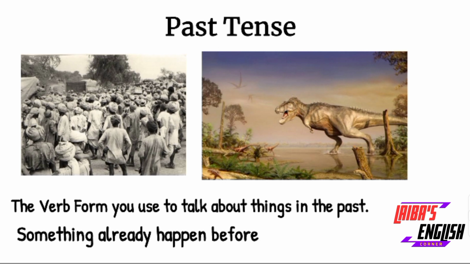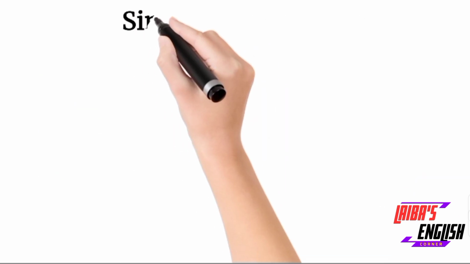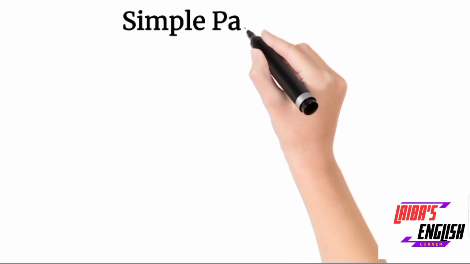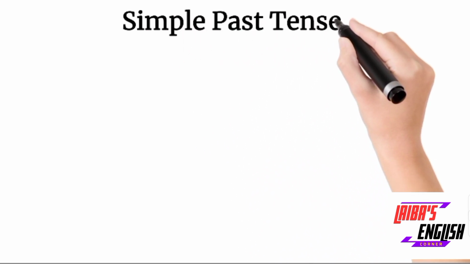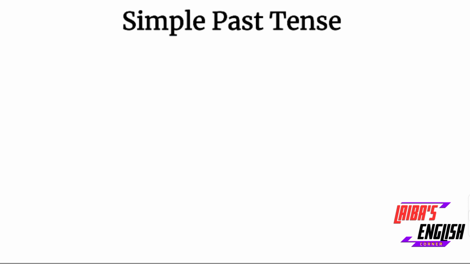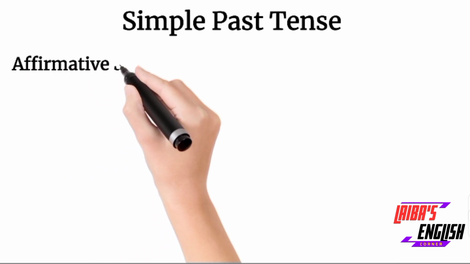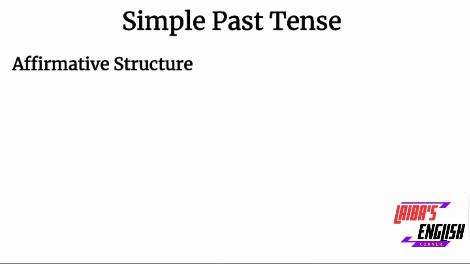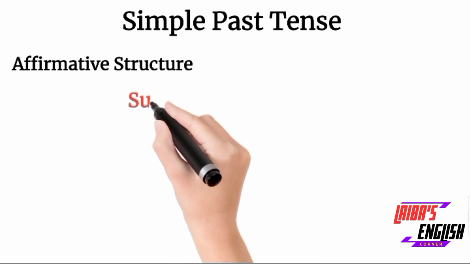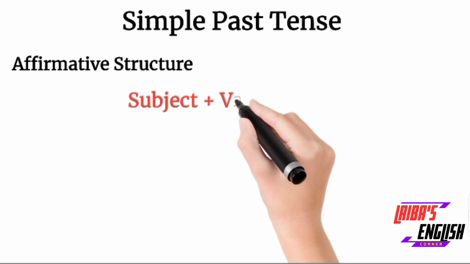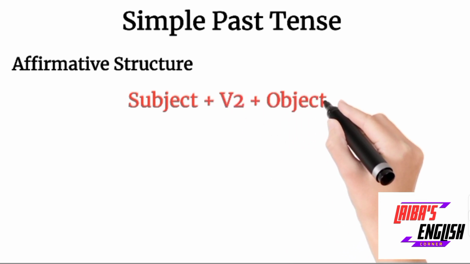So these were three basic definitions of all three tenses. Now we will start with our past tense, first type, first subdivision, which is simple past tense. First of all, we will see the structure of the affirmative, because as I already told you, the structure of the simple past tense in affirmative is the same. In negative and interrogative, we have to make changes. So the structure is subject plus verb second form plus object.